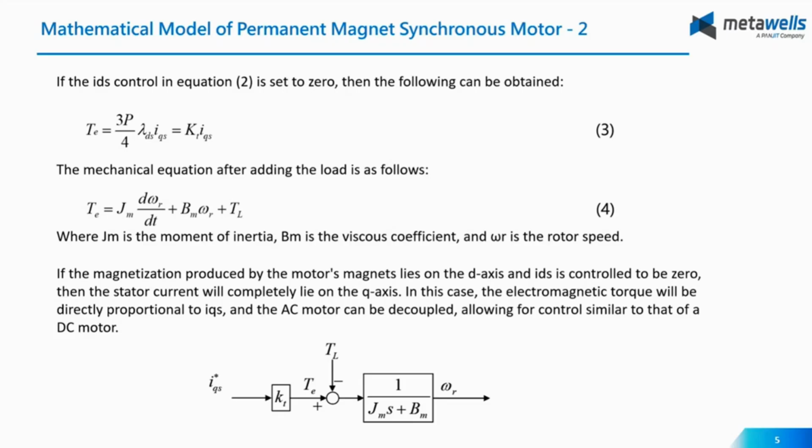Okay, let's summarize this slide. By setting Ids equal to 0, we simplify the torque model like this block diagram, and build a control system that acts very much like a traditional DC motor, but with higher efficiency and no brushes.